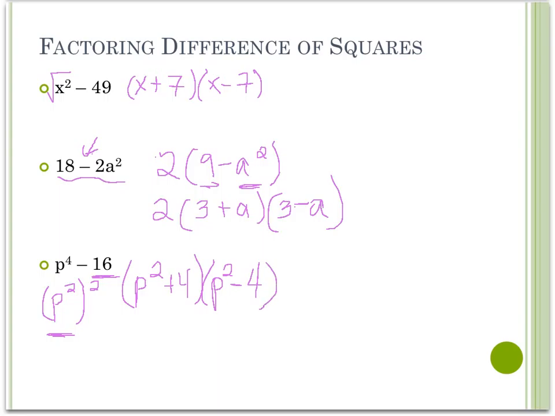But we're not quite done. P squared minus 4 is also a difference of squares. So we need to factor this one more time. P squared plus 4 stays, and p squared minus 4 then factors into p plus 2, p minus 2. And so there's some of the different types of difference of squares we might see.